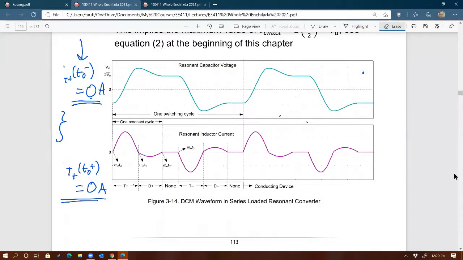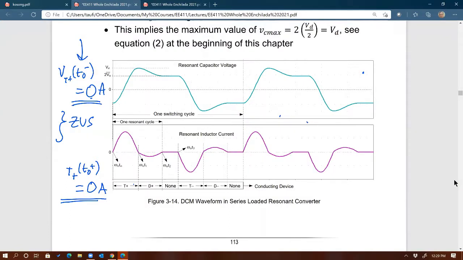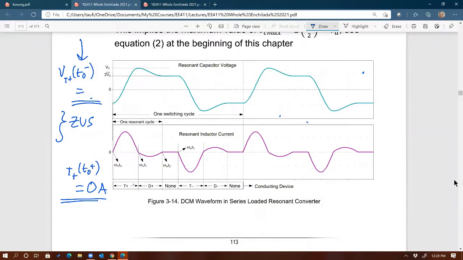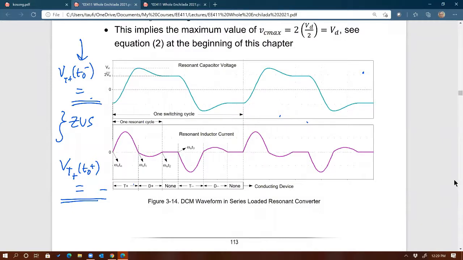So for ZVS, it's 0 voltage, right? So therefore, I need to look at voltage across the switch, T plus in this case, at T0 minus, and voltage across T plus at T0 plus, right? We need to find out what those voltages are. Again, if both are zeros, then we have 0 voltage switching at turn off, right? So I'm looking at this point again, same point, when the switch is off.